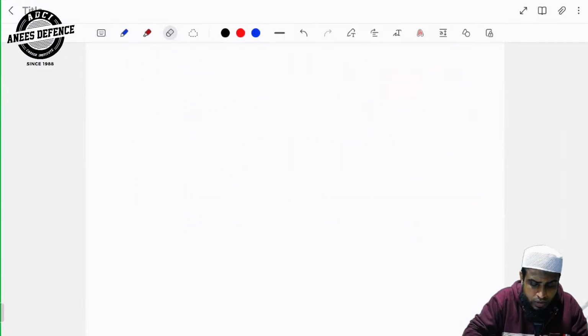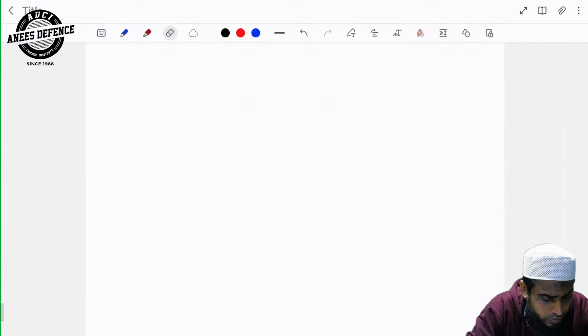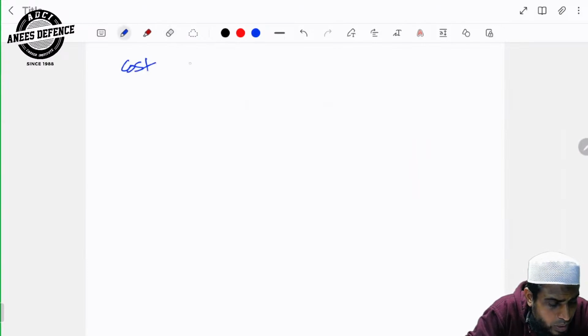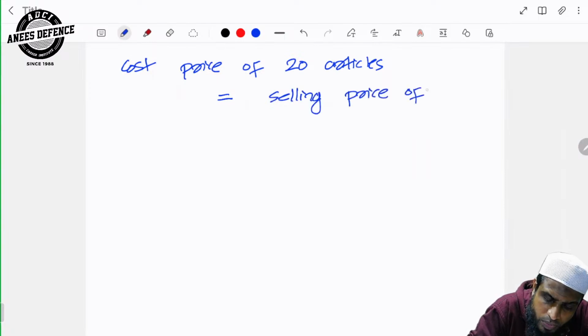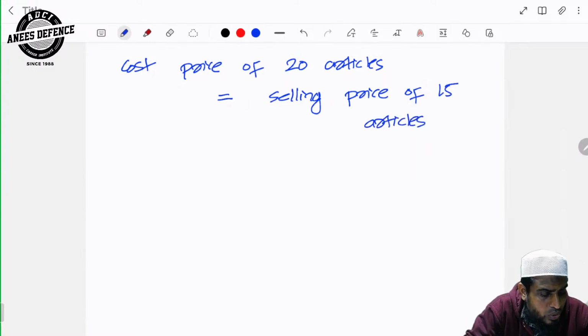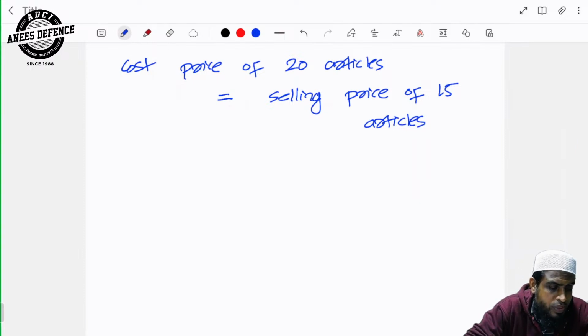Now we will take another question. The cost price of 20 articles is equal to the selling price of 15 articles. Find the profit percentage.